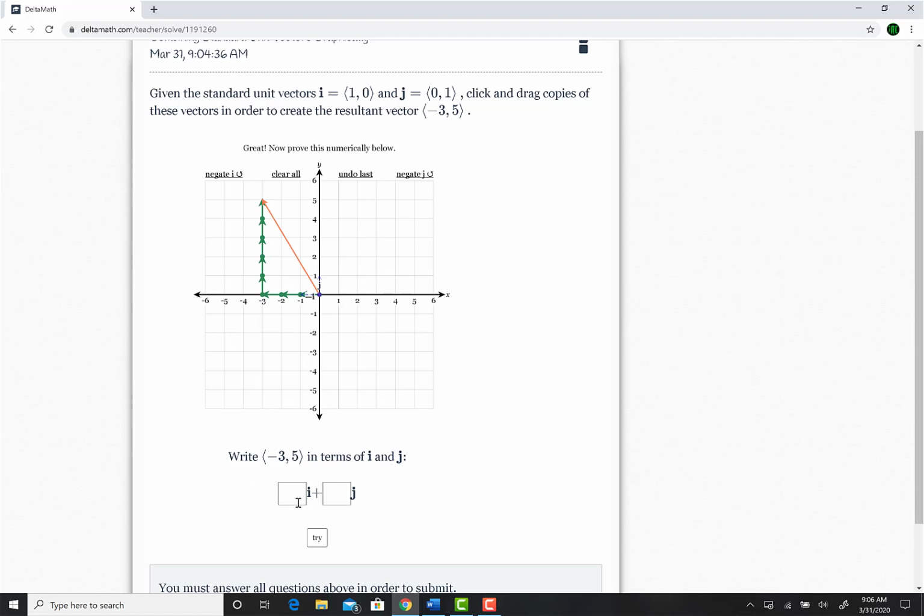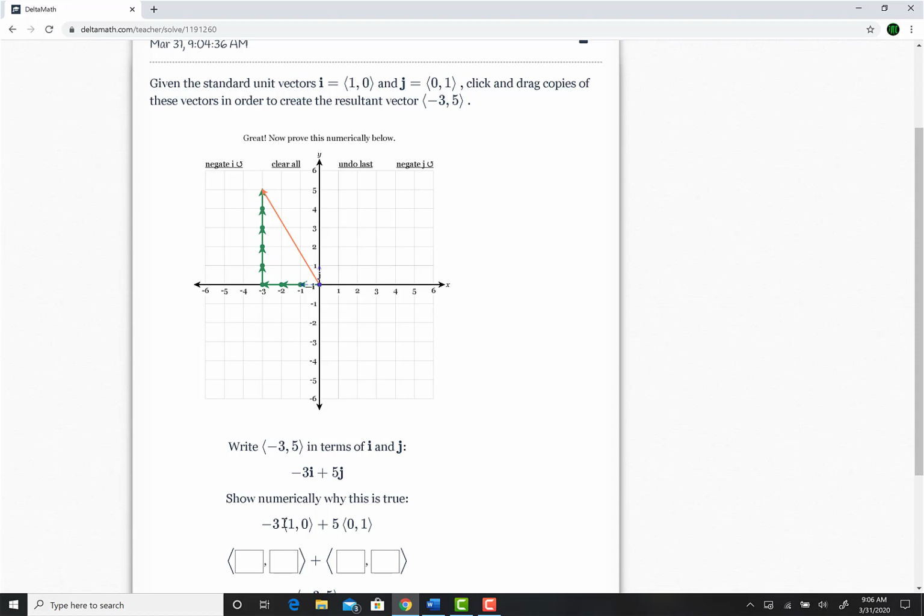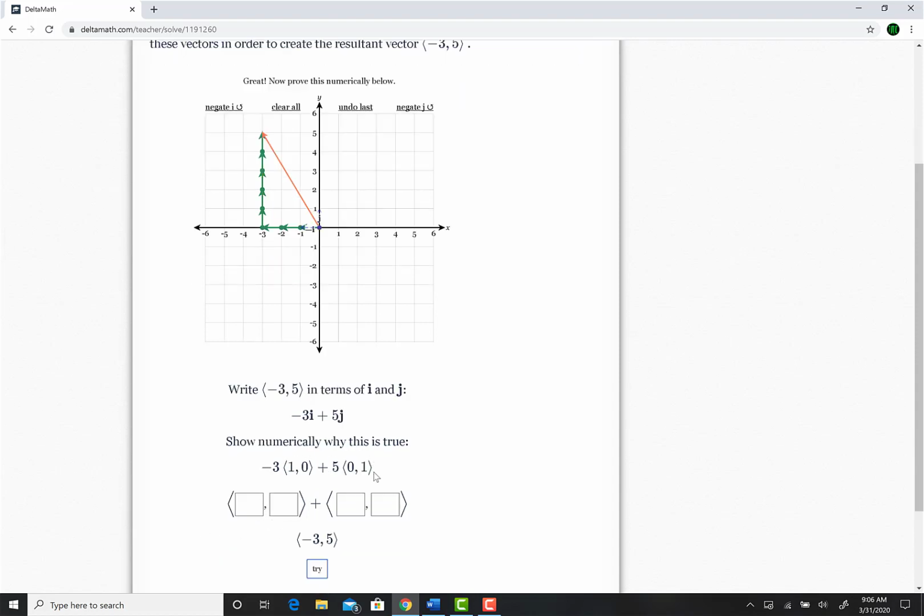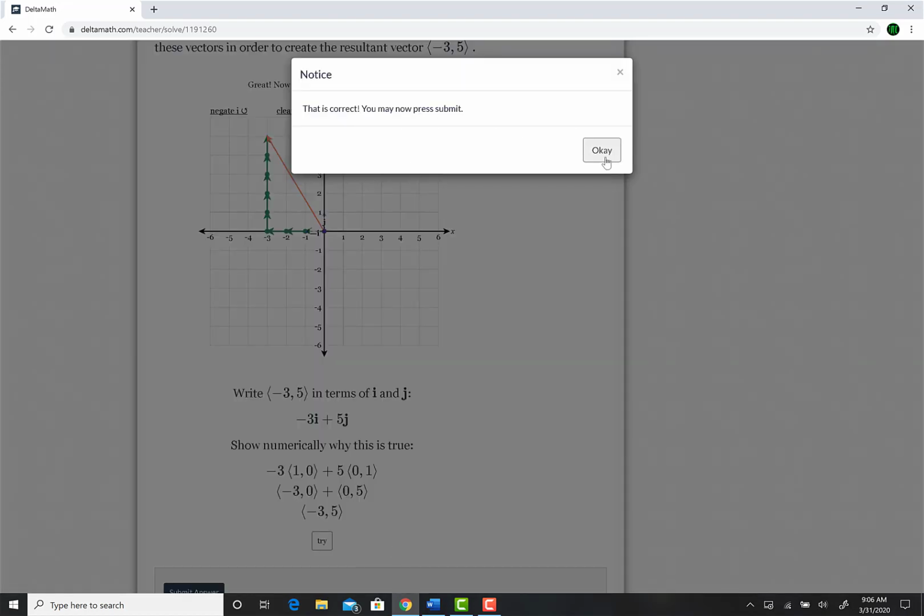Now we're going to write it in ij form. So I'm just going to put -3i plus 5j. This is equivalent to the statement up here. Push try, and of course we're right. Then it says show numerically, which is -3 times your x movement, your i there, and 5 times your j there. So you just multiply these by each one individually. So -3, 0 indicates your -3i, and 5 times 0 is 0, and 5 times 1 is 5. That indicates your 5j, and then push try. This is correct. You may now press submit.